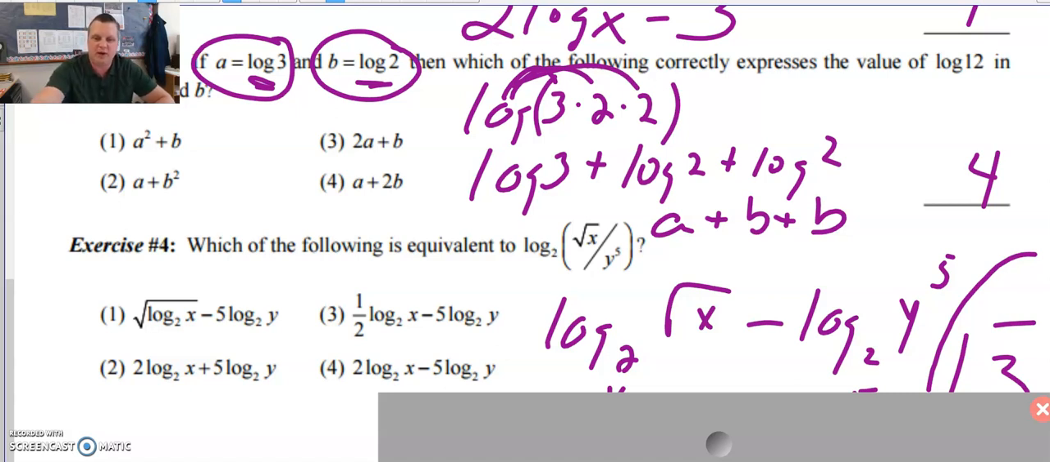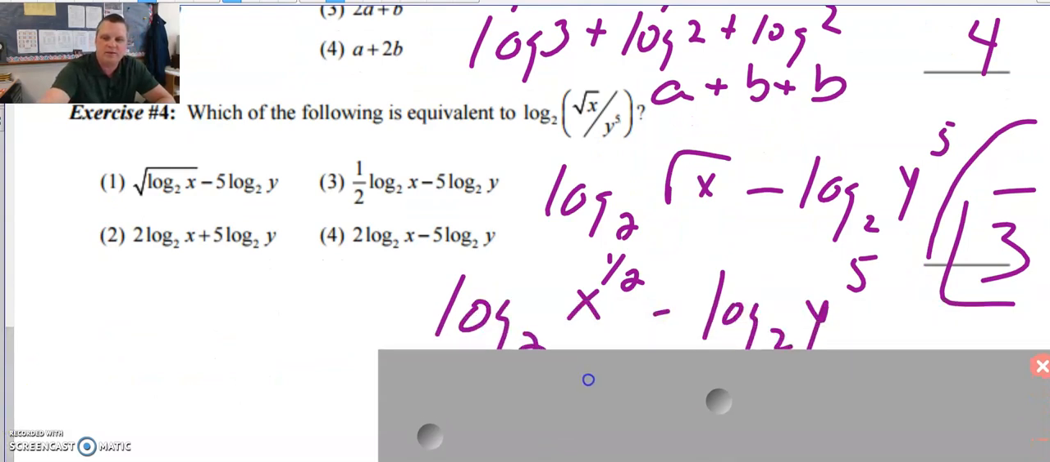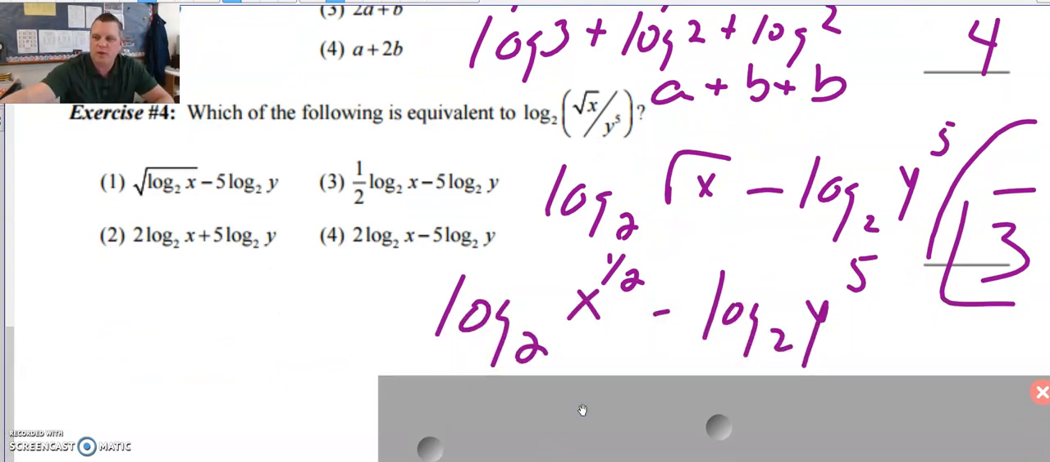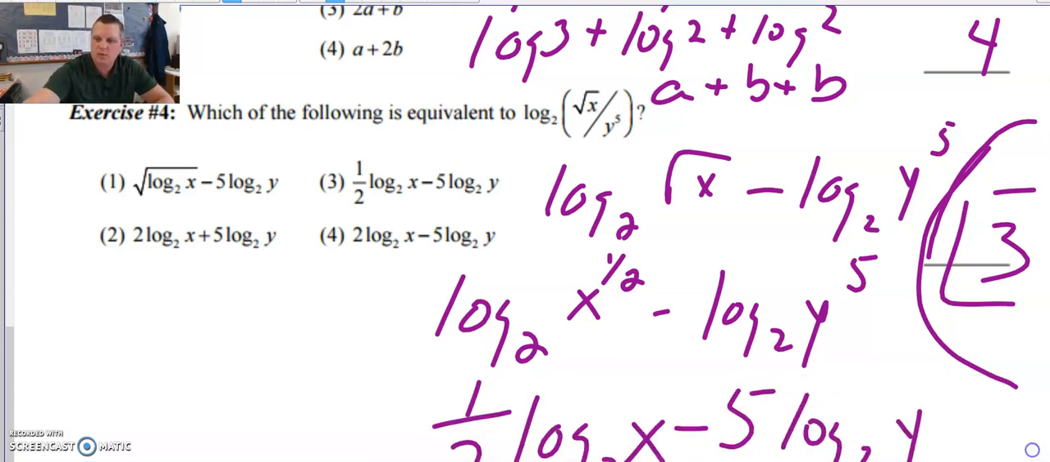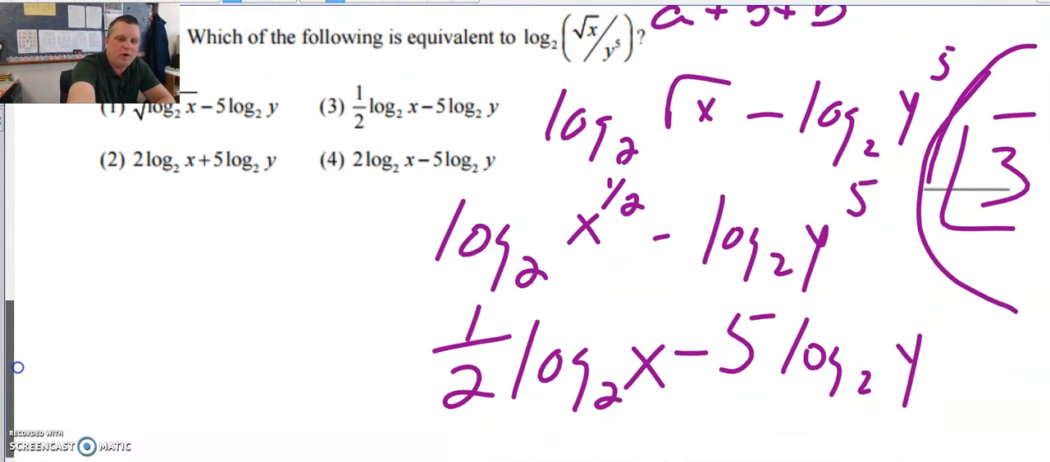Division becomes subtraction. The square root of x, we rewrite as x to the 1/2 power. So we have log base 2 of x to the 1/2 minus log base 2 of y to the 5th. Now you have two powers. Bring the power out in front, and you have 1/2 log base 2 of x minus 5 log base 2 of y, which is choice 3.